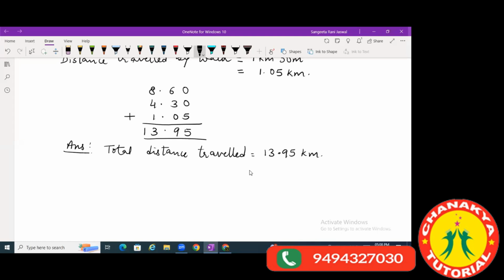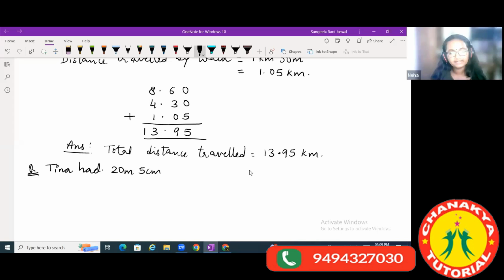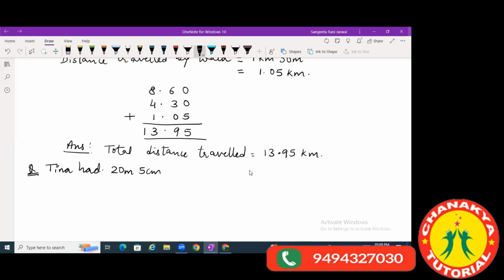Let's do another question. Tina had 20 meter, 5 centimeter... Okay, leave this question. This is subtraction. We have not done subtraction yet, no? Ma'am, but it's same like addition. But the method is the same. So let's take this question. This is on subtraction actually. Okay, never mind. We'll take this.